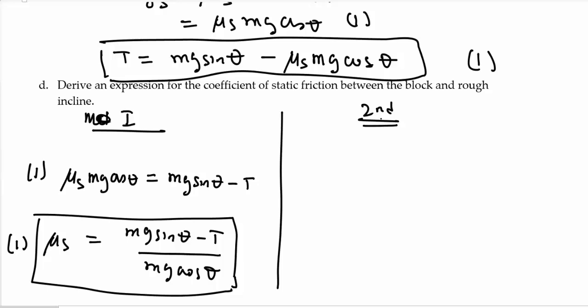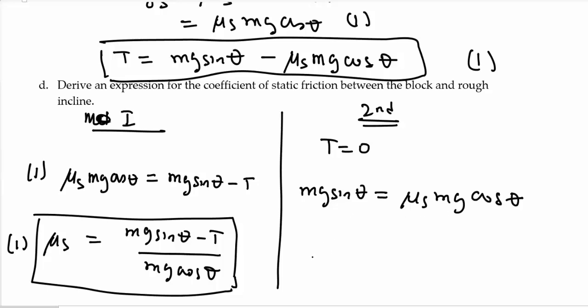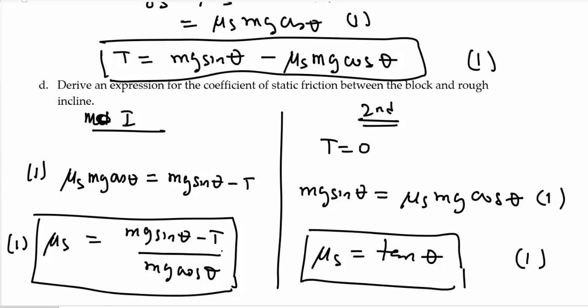The second is, listen, please. When the string is just taut, just after the string is taut, the system is still at rest. At that point, T will be equal to zero. So we would have mg sine theta equal to mu s mg cosine theta, in which case mu s will be equal to sine over cosine, which is just going to be what? Tan theta. Remember that when the string is just taut, the system is still in equilibrium. And this gives you the actual value of mu for that inclined plane. You understand that, right?